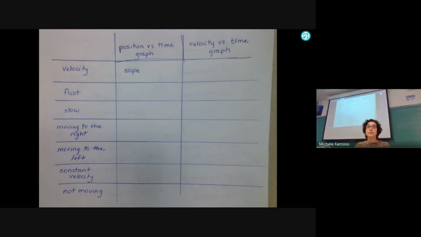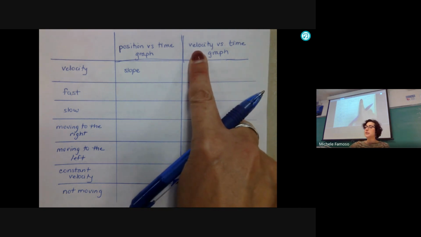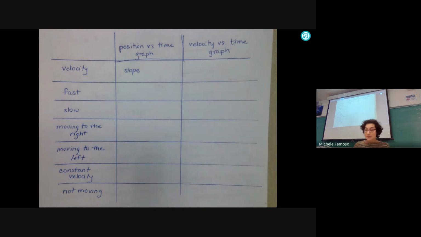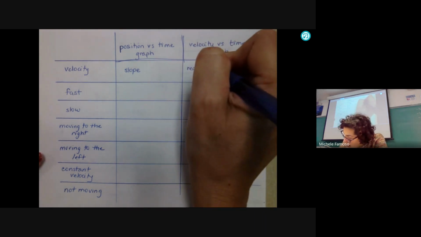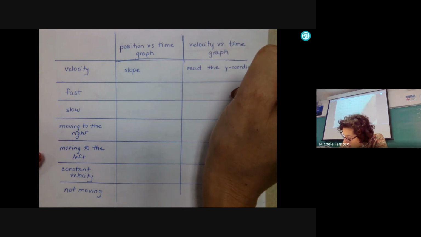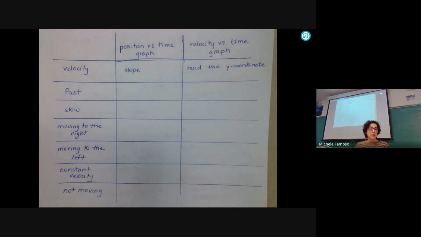You should know that. Now I want you to think about yesterday's lesson. We didn't do any calculations yesterday on a velocity time graph. How do you determine the velocity on a graph of velocity versus time? Yeah, so you just read the y coordinate. Just read the y coordinate, because on the y-axis are the velocities. So the y values are your velocities.